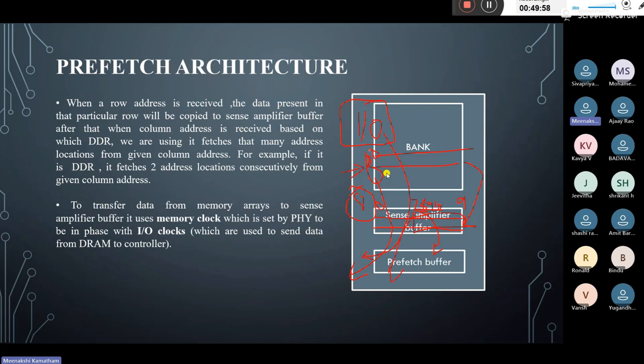After 8, I will give some length. Length 3 I gave, so 3 plus 1 is 4. So 8 to 4, up to 12. The data should be given in the burst type. So this is the main prefetch architecture they developed. I think you got the prefetch architecture concepts.